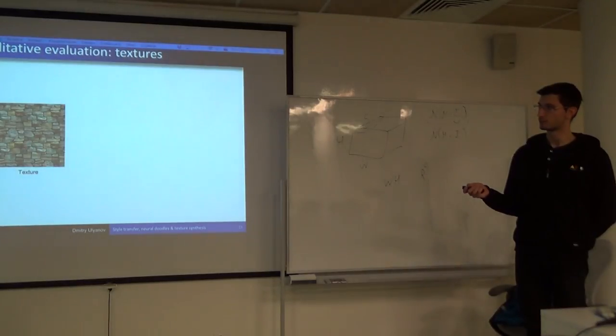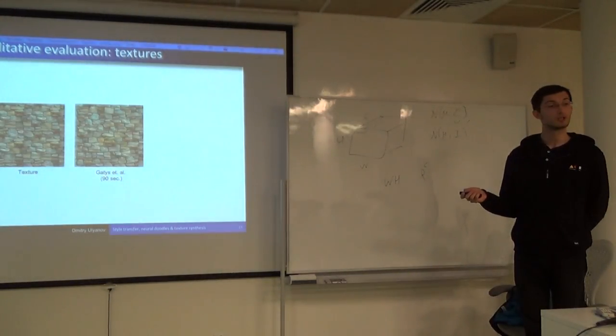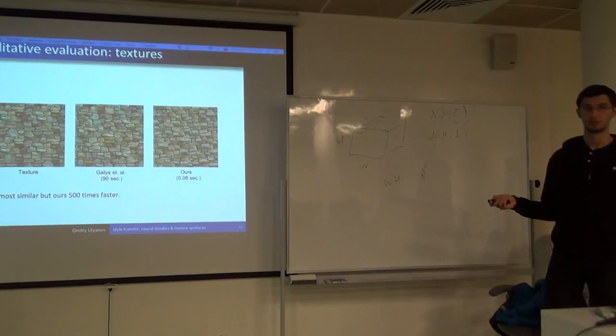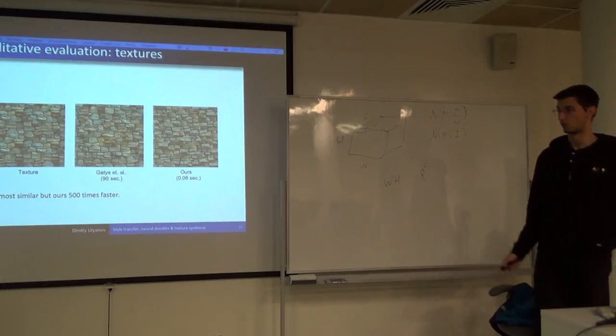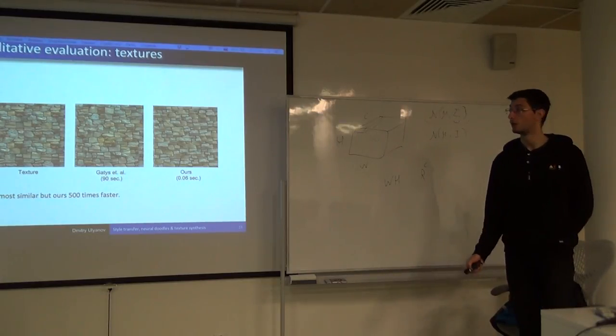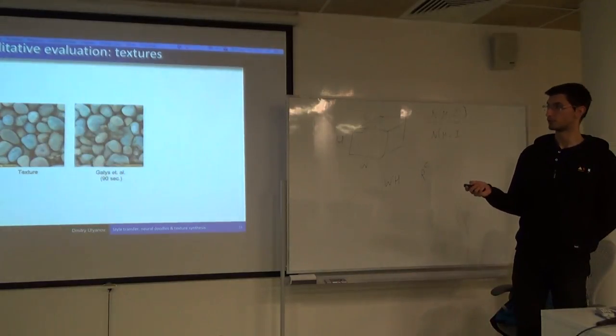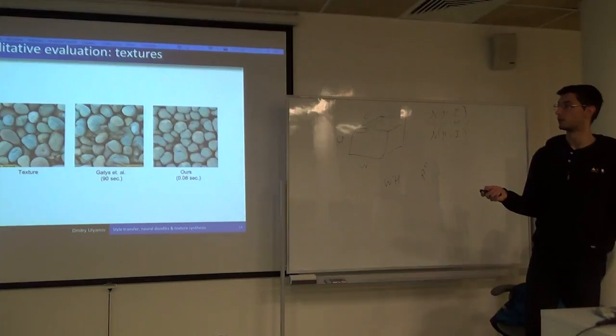Okay, this is a texture example. This is an optimization-based method. And this is ours. And in fact, it's hard to see the difference, right? But the optimization phase takes a lot of time, and ours is faster. So we are 500 times faster. So this is another example. This is a texture. This is the optimization-based method, and this is ours.